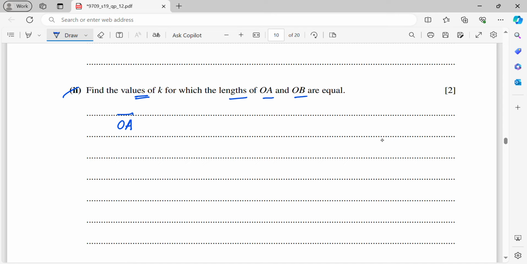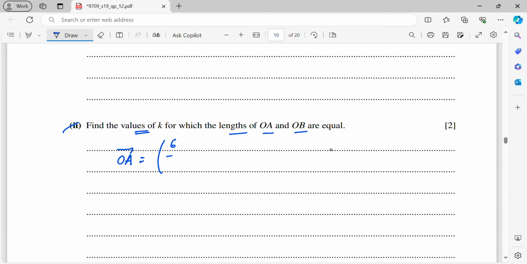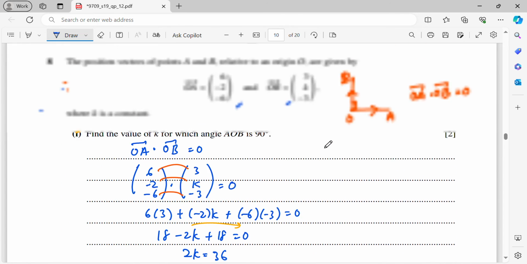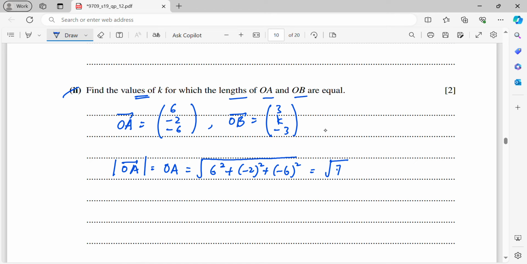Okay, so OA, write down the vectors first. (6, minus 2, minus 6). Then OB, (3, k, minus 3). Okay, now length means magnitude. So magnitude OA, or probably you can just write OA, no problem. It will be square root of the sum of squares of each component. That means it's 6 squared plus minus 2 squared plus minus 6 squared. And this is square root of 76.